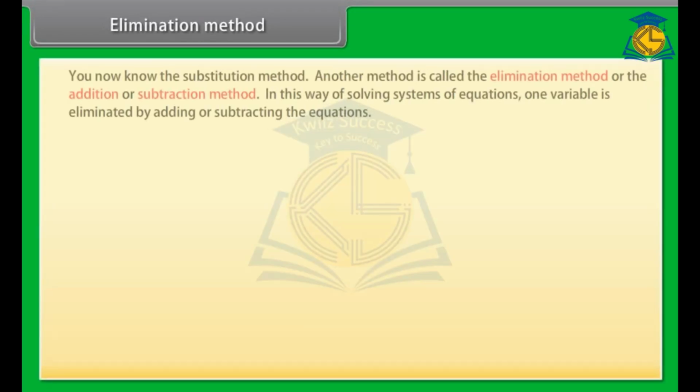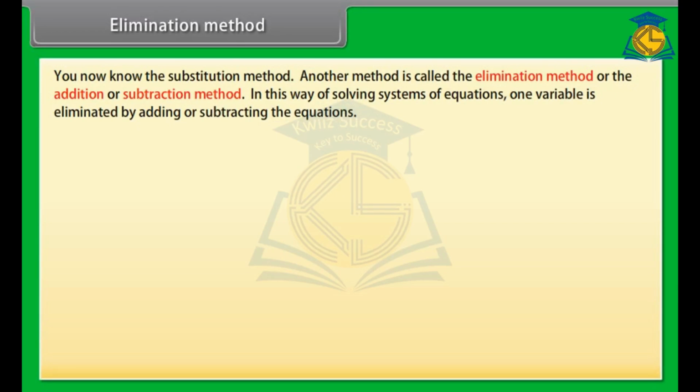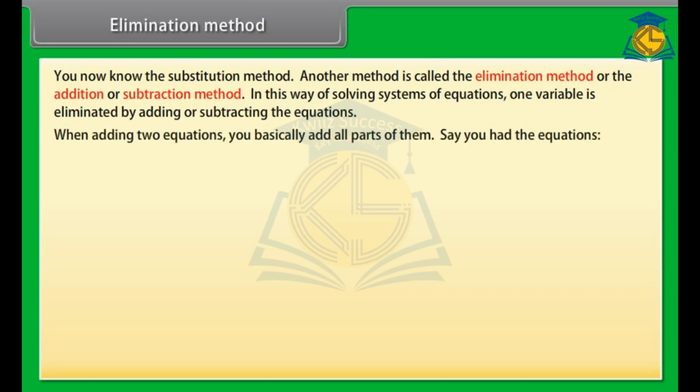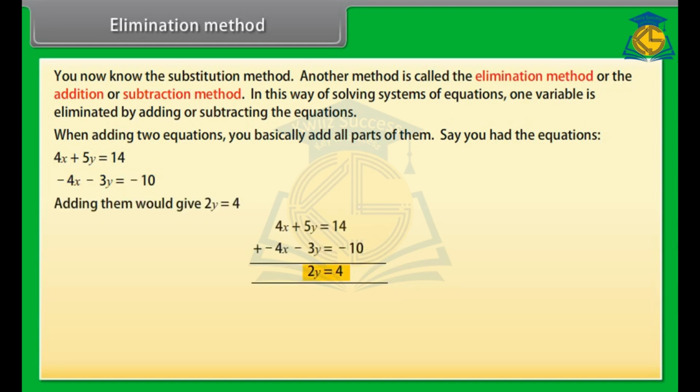Elimination method. You now know the substitution method. Another method is called the elimination method, or the addition or subtraction method. In this way of solving systems of equations, one variable is eliminated by adding or subtracting the equations. When adding 2 equations, you basically add all parts of them. Say you had the equations 4x plus 5y is equal to 14 and minus 4x minus 3y is equal to minus 10. Adding them would give 2y is equal to 4.